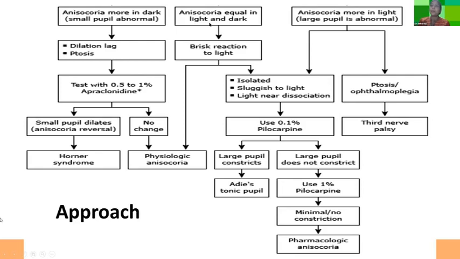The pupil that responds equally in the dark and in the light is possibly the physiological anisocoria, whereas the pupil which is larger in the light is abnormal. Here, if there is associated ptosis and ophthalmoplegia, then think of a possible third nerve palsy. However, if the pupil is sluggishly reacting to light and there is light-near dissociation, we can use pilocarpine and think of Adie's pupil or even pharmacological anisocoria.